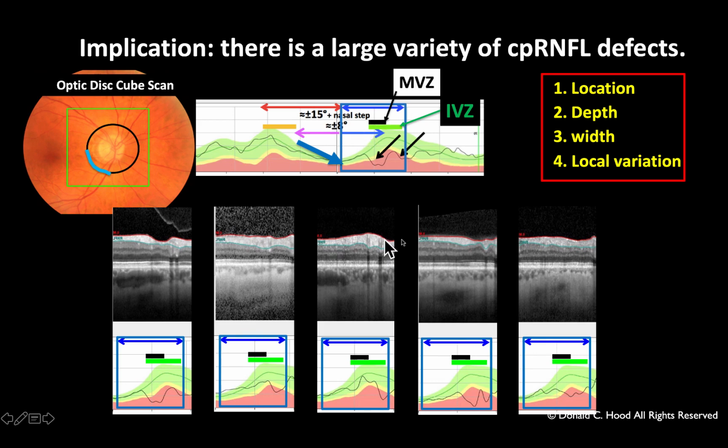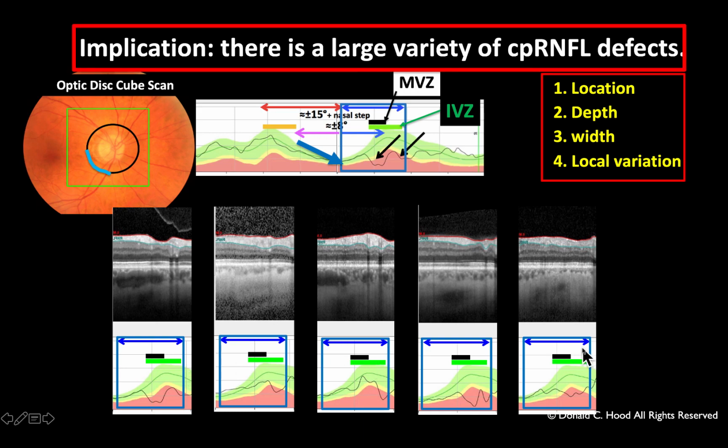Here are 4 other eyes that I didn't work very hard to get variation. The variation is just there, but you can see these eyes all have damage in that same region, but it varies in terms of location, depth, width, and then local variation.